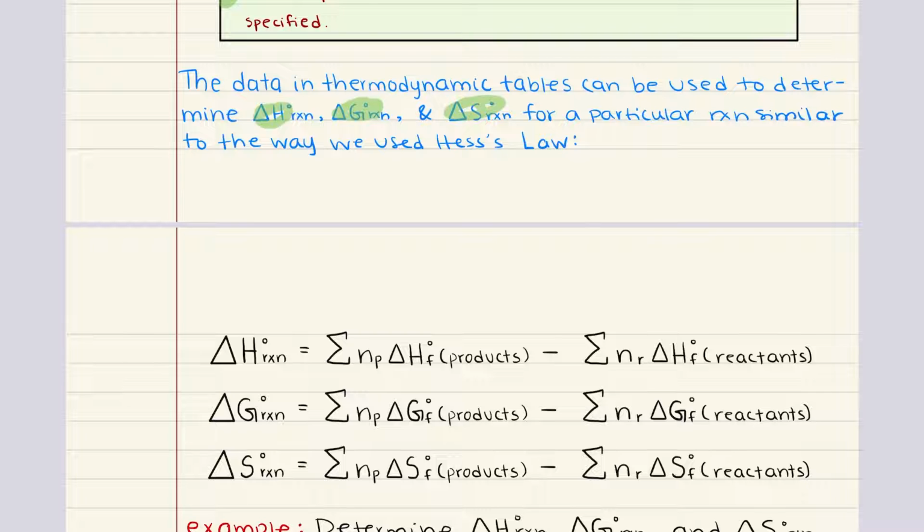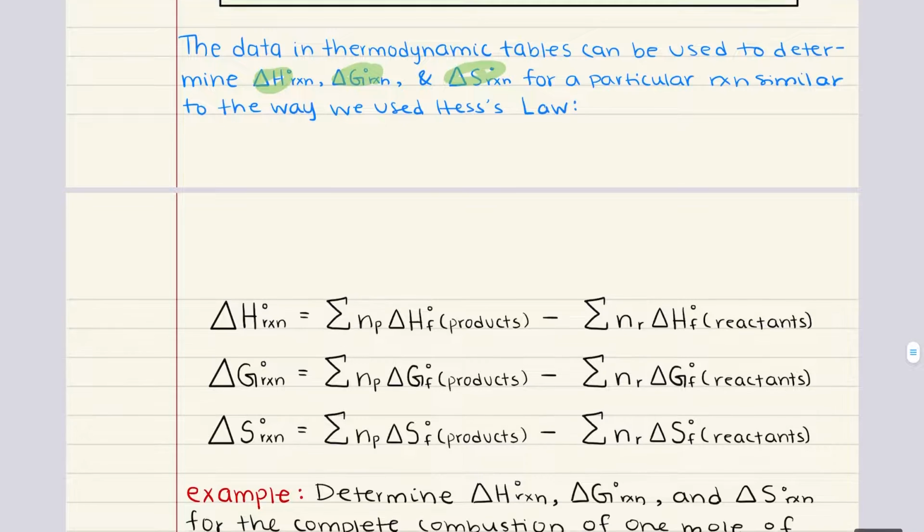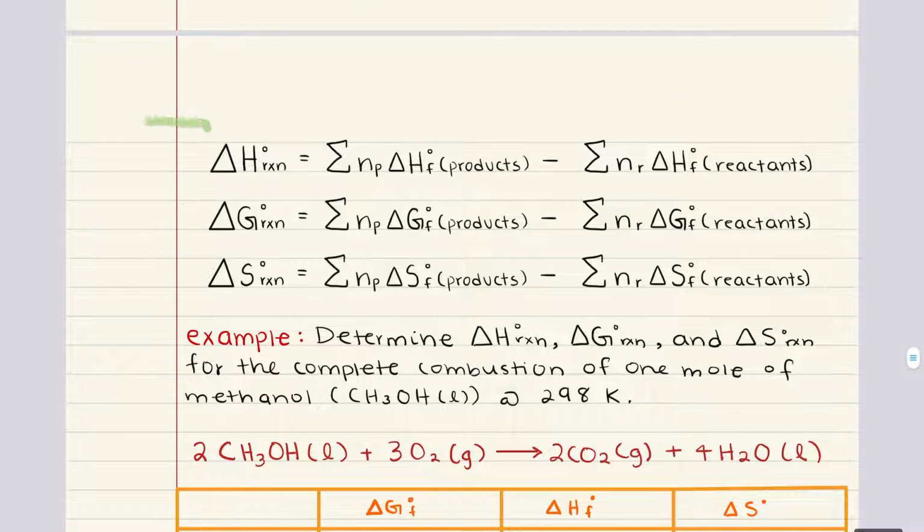And this is done simply by summing the enthalpies, the Gibbs free energies, and the entropies of formation for the products and reactants. The general formulas for these calculations are shown here, and what you notice is that they are very similar to each other. The only difference is one is for enthalpy, one is for Gibbs free energy, and one is for entropy. Let's discuss each formula to make sure that we understand it.